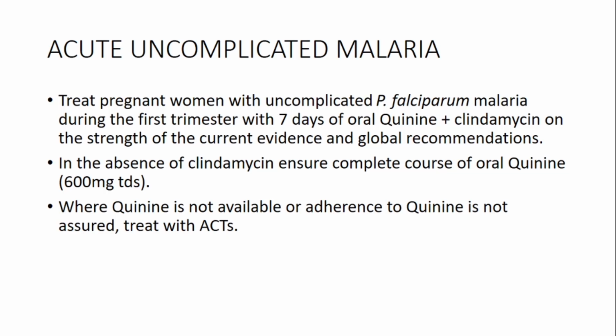So for women with acute uncomplicated malaria, the challenge occurs if they present in the first trimester. Within the first trimester of pregnancy, the recommended treatment for malaria in pregnancy includes oral quinine and clindamycin. Oral quinine can be administered at 600 milligrams orally for 7 days with clindamycin. However, in the absence of clindamycin, the complete course of oral quinine can be used, and one would ensure that the patient completes this. This is because oral quinine has been found to be safe in all trimesters of pregnancy.